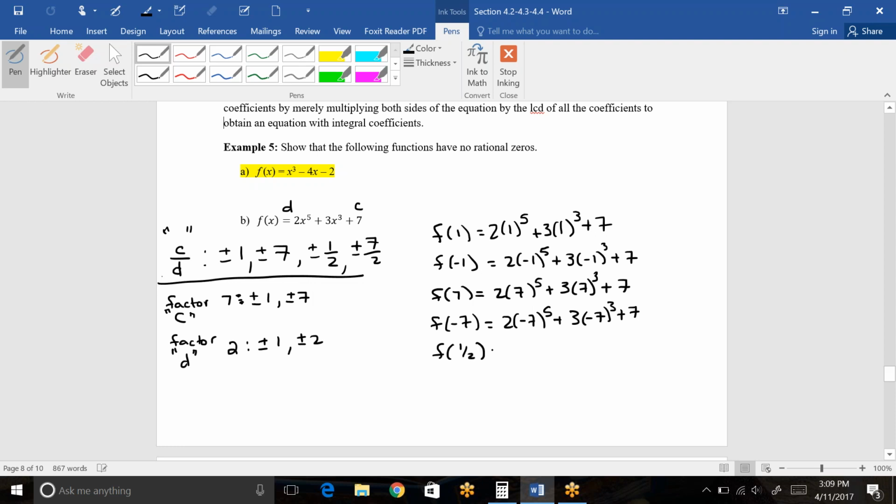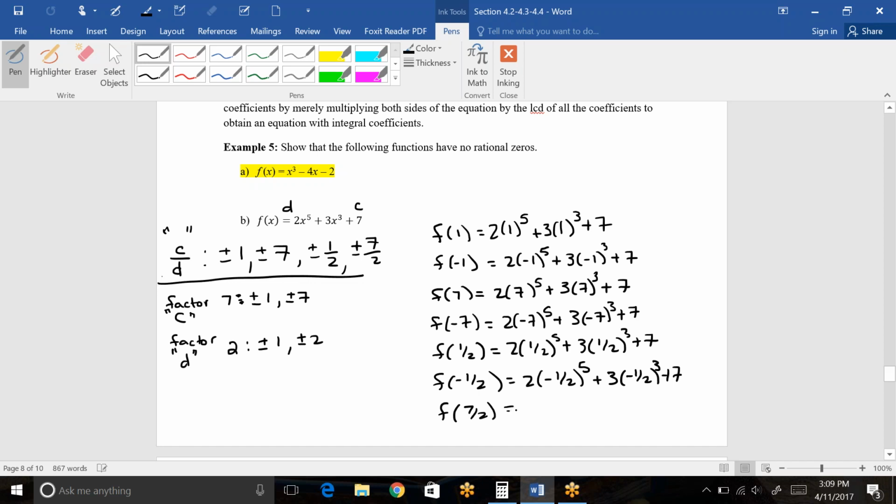f of 1/2. f of -1/2. So there's actually 8 different things we have to show do not equal 0 to prove that we can't go any further with this problem. f of 7/2. This would be a good reason to not leave your calculator at home, especially the fraction ones. You don't want to do those by hand.